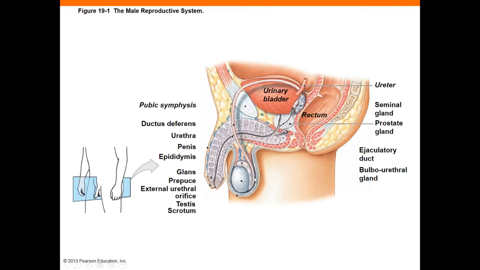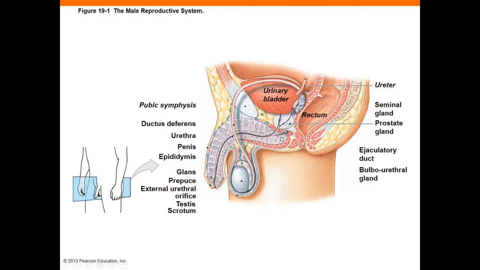Then we've got this long duct that goes up from the epididymis up through the scrotum back into the pelvic cavity and kind of coils around behind the bladder. That is the ductus deferens or the vas deferens. Okay. And then we've got some glands. We've got the seminal gland that sits posterior to the bladder. We have the prostate gland that sits kind of inferior to the bladder.